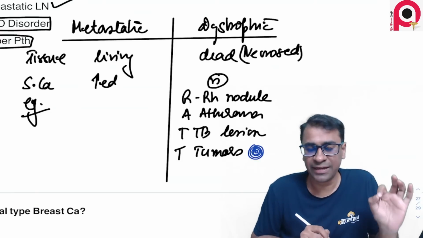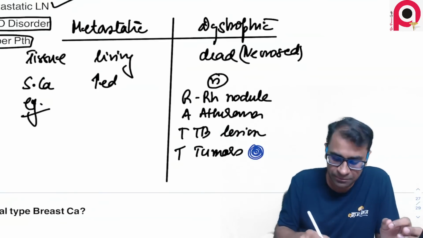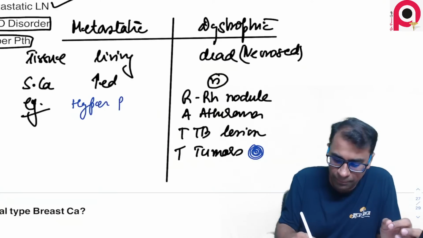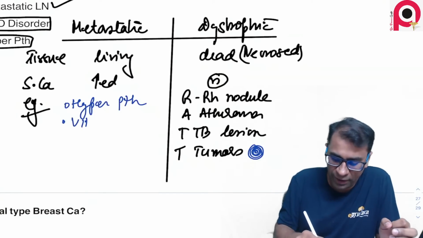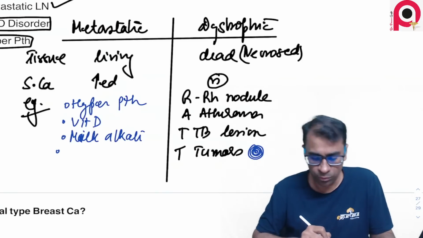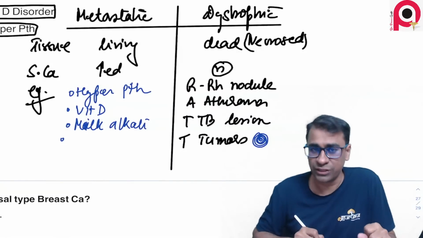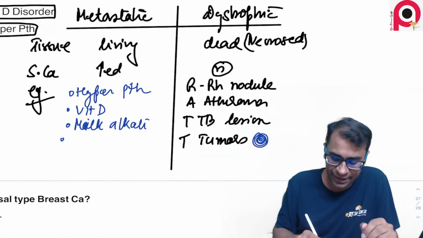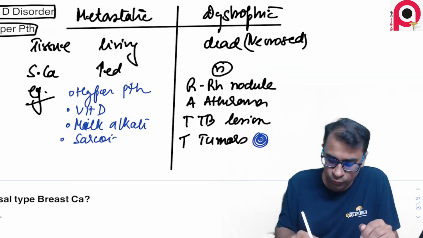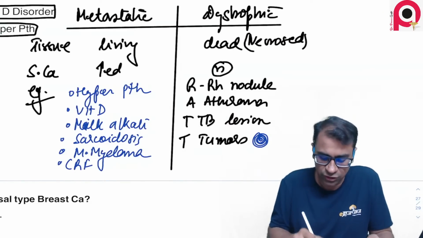In metastatic calcification, the finding is all about hypercalcemia, which can be due to hyperparathyroidism, vitamin D toxicity, milk-alkali syndrome, and it can also be seen in sarcoidosis. Multiple myeloma can also show the same thing, and chronic renal failure can also show you a case of metastatic calcification.